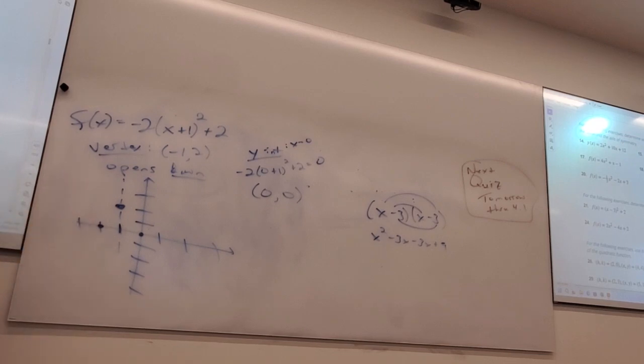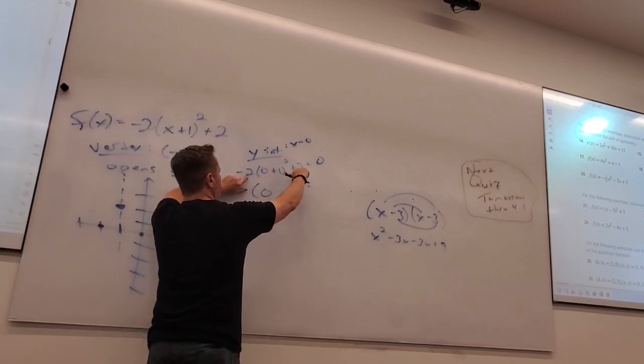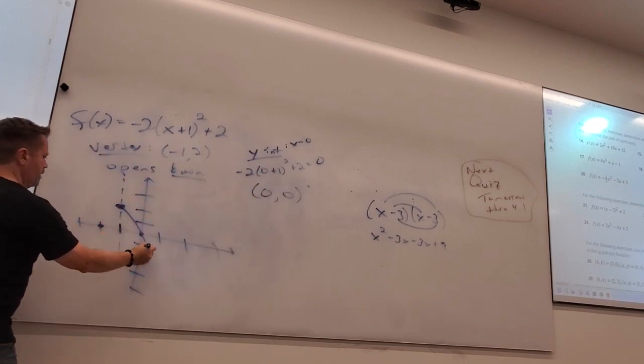What happened to the 1, for the y-intercept? Oh, so negative 2 times 1 is negative 2, plus 2 is 0. And then you get this.